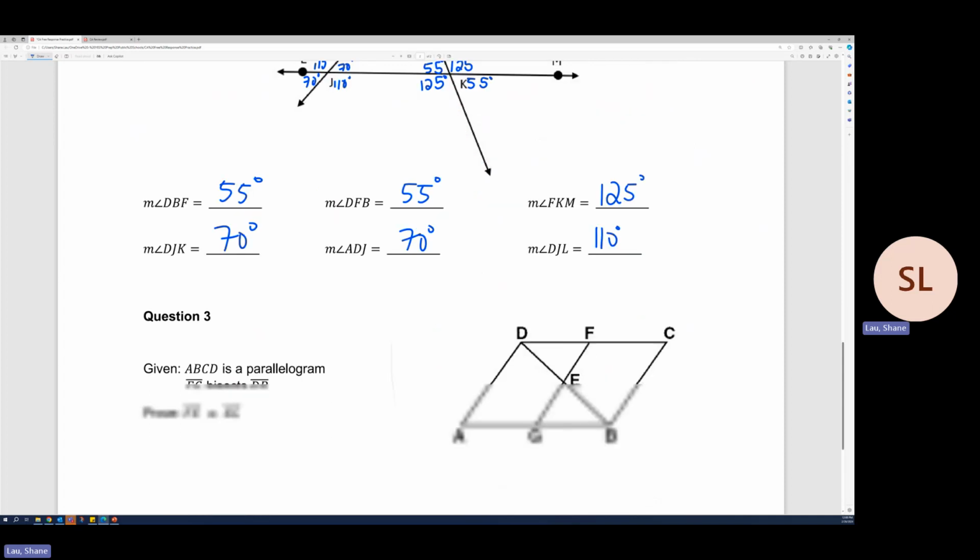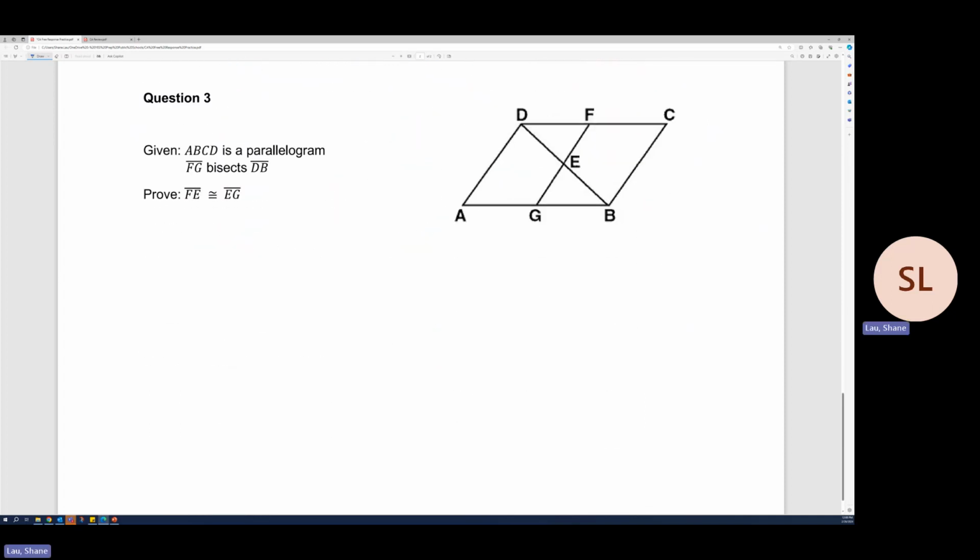Now, for question 3, something I have to reiterate every single time we do a proof problem is that anytime we're dealing with a proof, we always want to make sure that we write down our given into our T-chart. Okay, so looking at this, we have a given of ABCD is a parallelogram and FG bisects DB. So the very first thing, of course, write down what that just said. So my statements on my left, reasons on my right. 1. ABCD is a parallelogram.